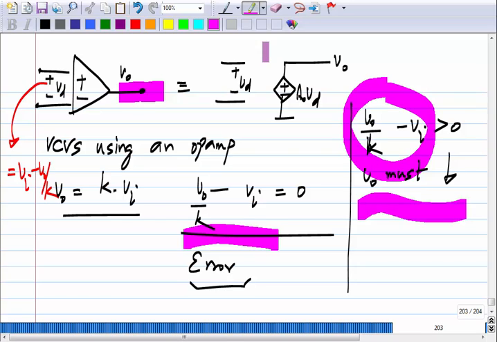What is the form of A of S? Some A naught by a number of poles, but then also there was some restriction on where you can have the poles. What was that? Left half plane, of course, that is given, but besides that. So, we had dominant pole behavior, right? That is, one of the poles dominated the behavior of the loop gain up to the unity loop gain frequency, and you could have other stuff afterwards.